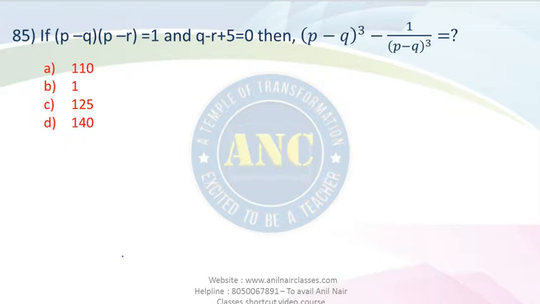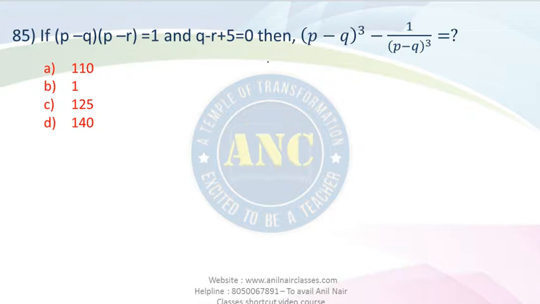Now see here. The question says (P minus Q) into (P minus R) equal to 1, and they are also giving you Q minus R plus 5 equal to 0. Then find the value of (P minus Q) whole cube minus 1 by (P minus Q) whole cube. Now I will solve this question in multiple methods. You decide which method you are comfortable with and you can implement that method in your examination.